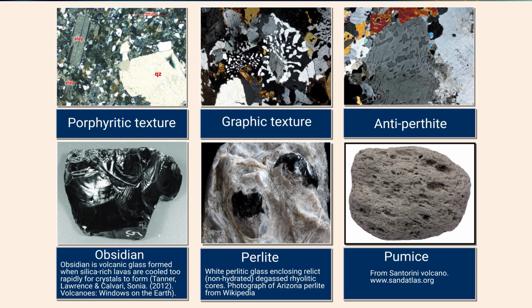Then we have the pearlite. This is the white pearlitic glass which is non-hydrated and degassed, with these non-hydrated degassed rhyolitic cores. The black ones are the rhyolitic cores and these white portions are the pearlite glass. Then we have the pumice, which is a volcanic scoria type of thing, which is usually found in explosive eruptions of rhyolite, and they are usually filled with vesicles and they are light in weight.